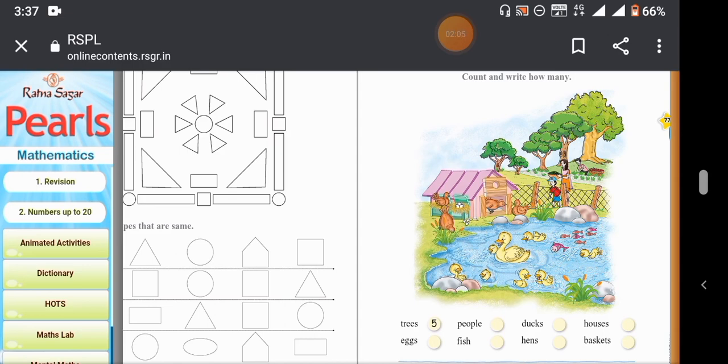Then hens. How many hens are there? 1, 2, 3, 4. There are 4 hens. So we should write 4 in the circle. Then baskets. How many baskets are there? 1 and 2. There are 2 baskets. So we should write 2 in the circle.